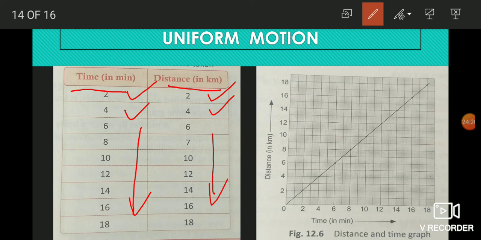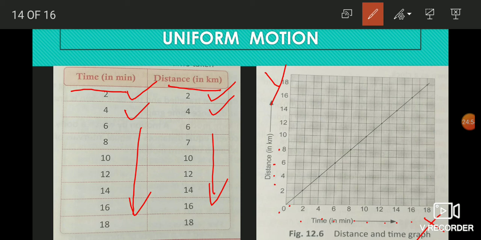You plot the time along the x-axis and the distance covered on the y-axis. So we start with 0. And what is the time? 2, 4, 6, 8, 10. So you plot here 2, 4, 6, 8, 10, 12, 14, 16 and 18 minutes. And on the y-axis you plot the distance: 0, 2, 4, 6, 8, in kilometers. So it's 0, 0.